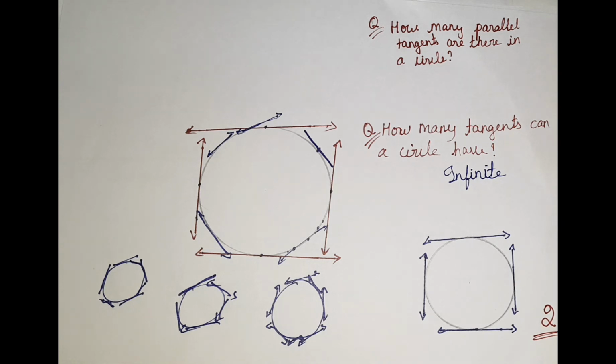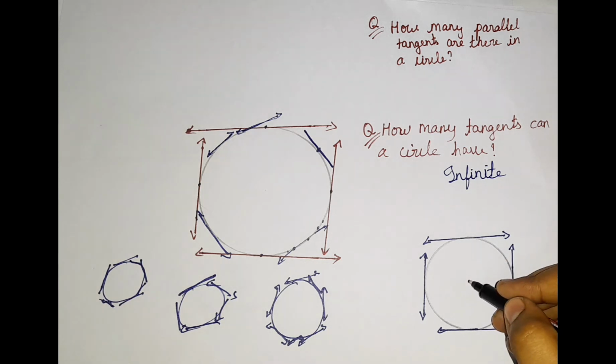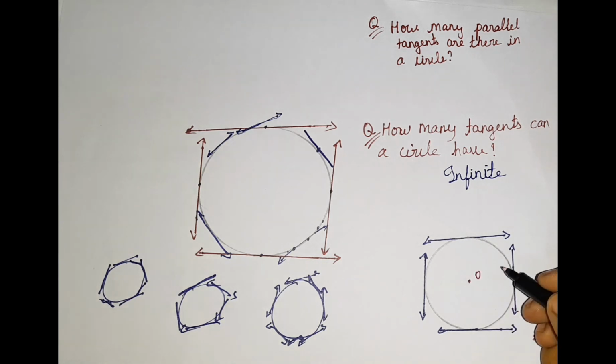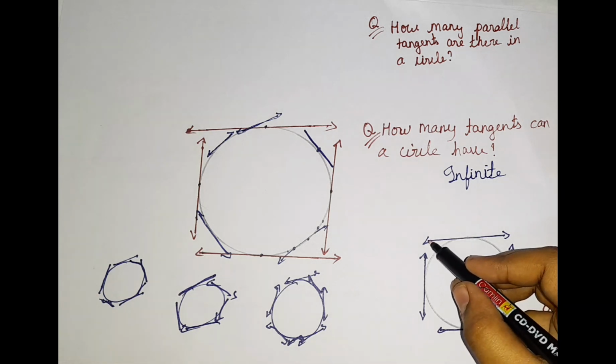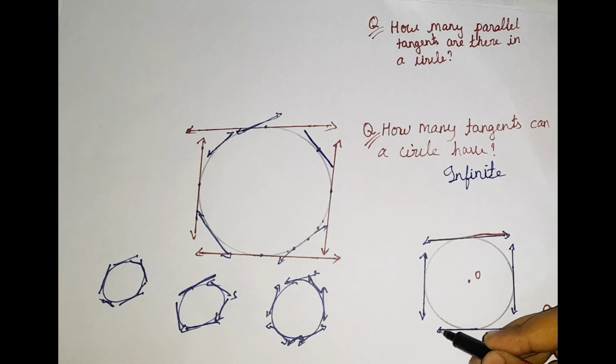Then you might be wondering, there are 4 tangents in this circle. I'm actually sorry guys. There are 2 tangents in the circle, so your answer is wrong. Okay, so it is a little bit complicated to understand. I'll explain it. Here we have a tangent, here also we have a tangent.